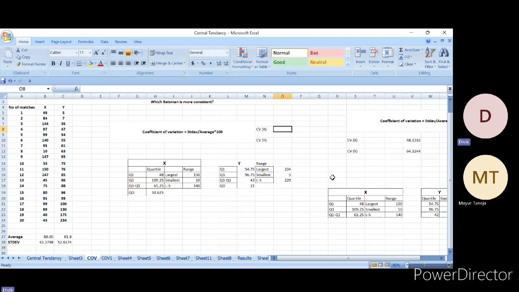We can place these values here for calculating the coefficient of variation, which equals standard deviation upon mean multiplied by 100, which gives us the value 48.1316. Likewise, for series Y, standard deviation divided by mean multiplied by 100, we get the value 64.3244. So which batsman is more consistent? The one whose coefficient of variation is less. So batsman X is more consistent while scoring runs.